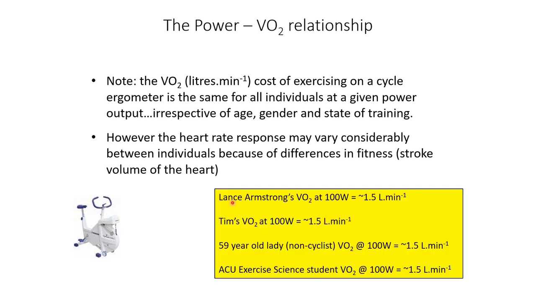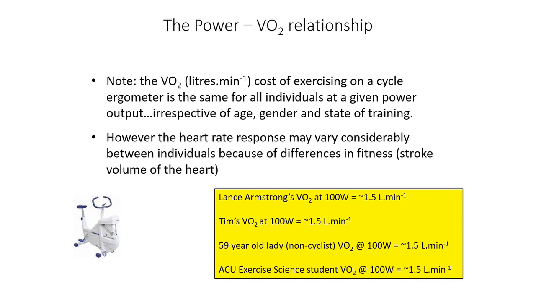So, for example, Lance Armstrong, famous or infamous cyclist, Tour de France winner, or not Tour de France winner, depending on how you view it. If he's pedaling at 100 watts, his VO2 is approximately 1.5 litres per minute. Now, an untrained person such as Tim, his VO2 at 100 watts is 1.5 litres per minute, same as Lance Armstrong at 100 watts. A 59-year-old lady, non-cyclist, VO2 at 100 watts, around 1.5 litres per minute, same as the others. An ACU exercise science student, VO2 at 100 watts is approximately 1.5 litres per minute.